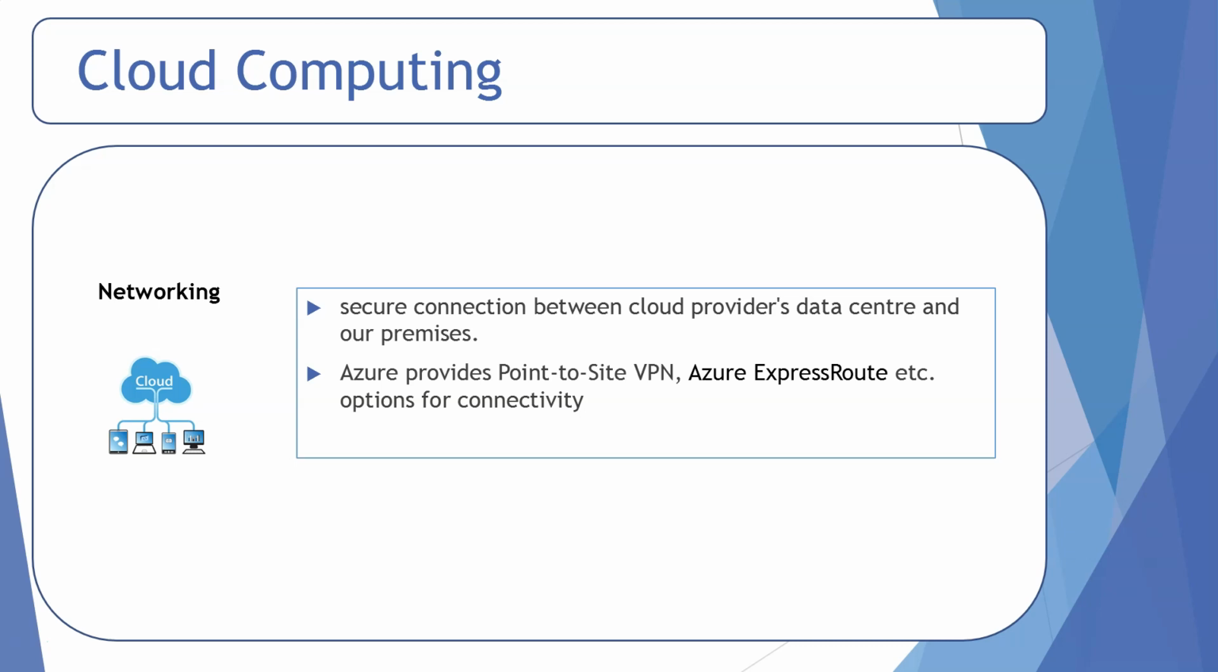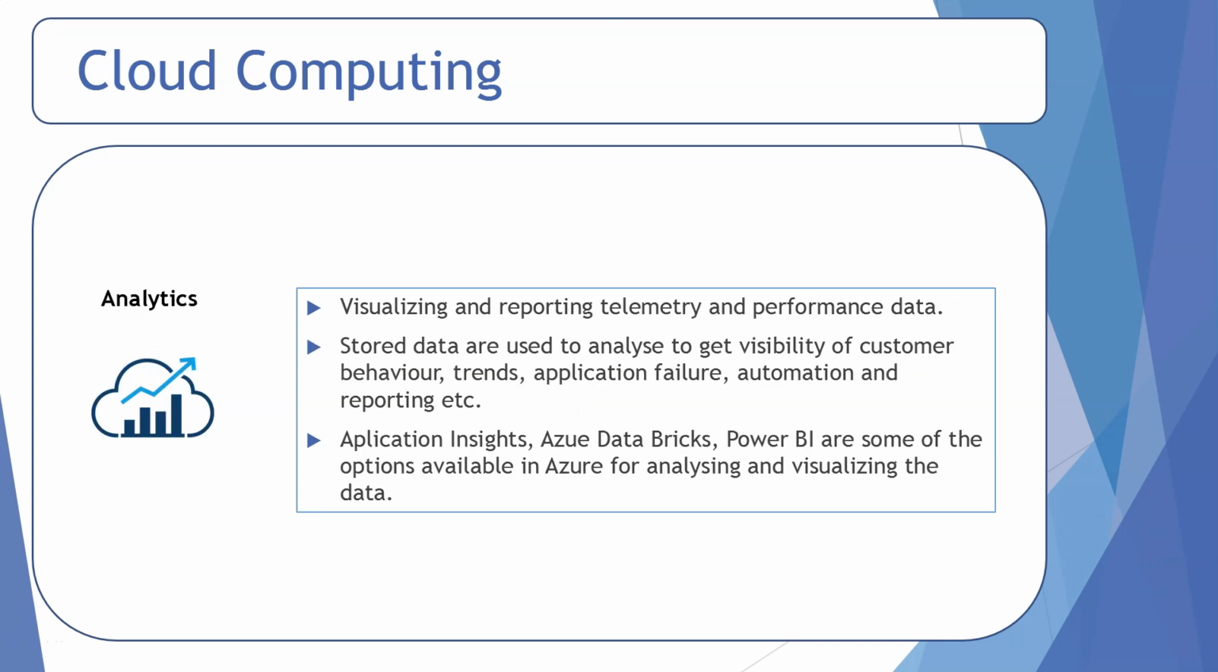We can use virtual network to connect to cloud provider's data center from our premises. There are some networking services required for the communication between cloud resources such as VM to VM without going out of cloud provider's network. Point-to-site VPN, ExpressRoute, virtual private networking are some of the networking resources available in Azure.